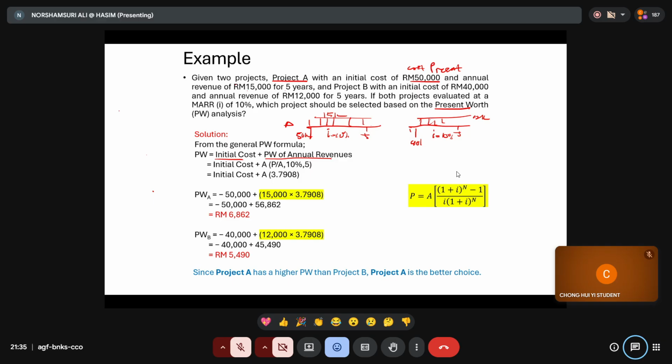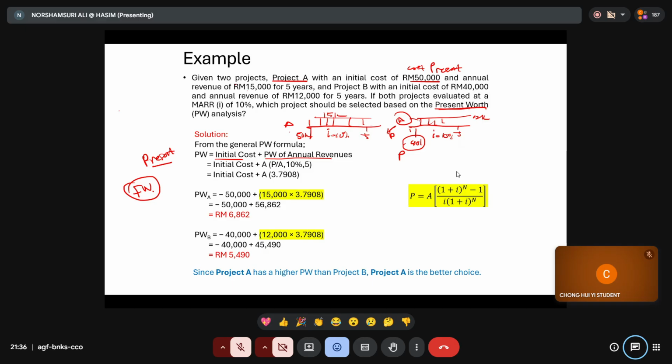Then you can easily calculate. What is the present value? This one, 40K, is the present value. This one is the annual value. We have to calculate to go to the present value because it is asking for present worth. Present worth means that all the calculation has to be in the present form. If it's asking for future worth, all the calculation is in the future.